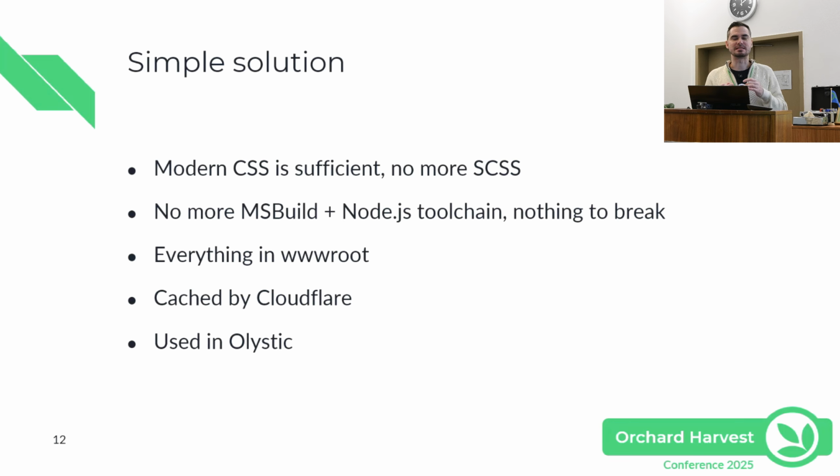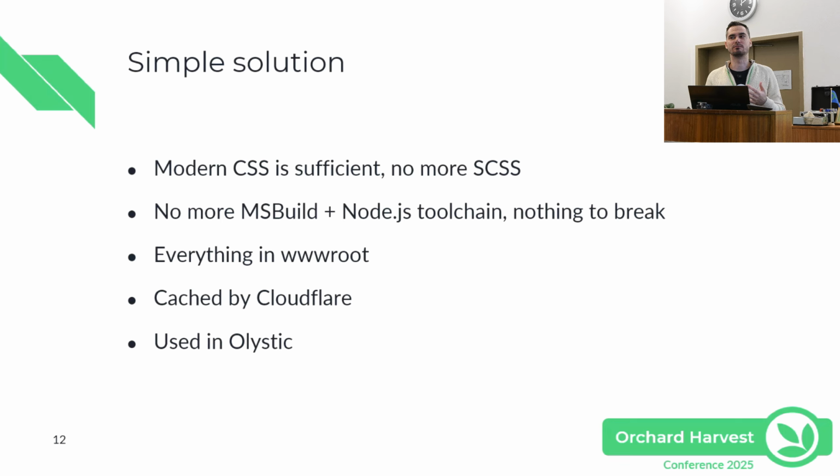Although it doesn't have mixins, so we had to come up with some workaround on that. But either way, we were still able to create nicely structured CSS files with imports. So every component had its own CSS file. It's reusable, it's maintainable, but it's CSS and it's in the dev.root, committed to the repository. No more MS-Build, no more Node.js toolchain, nothing to break, and everything just works.